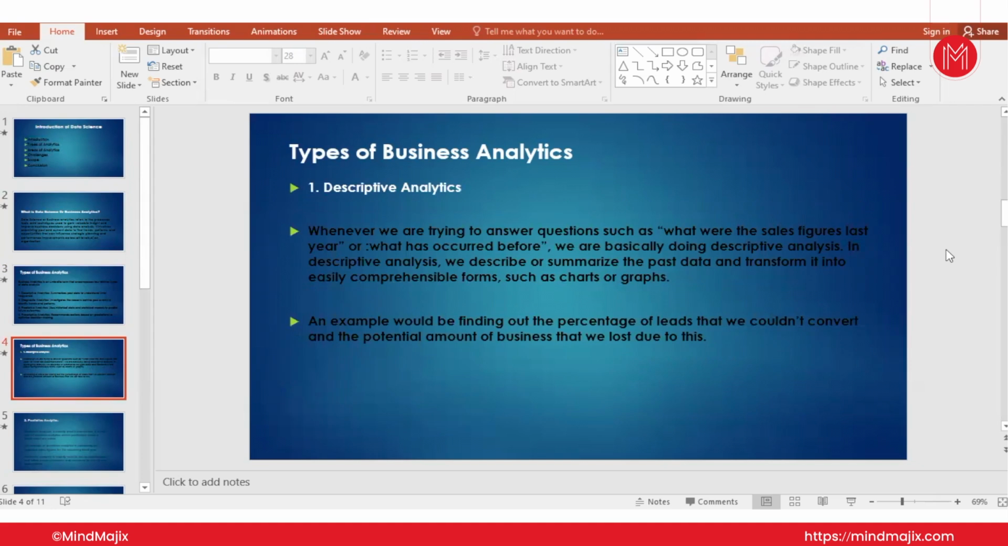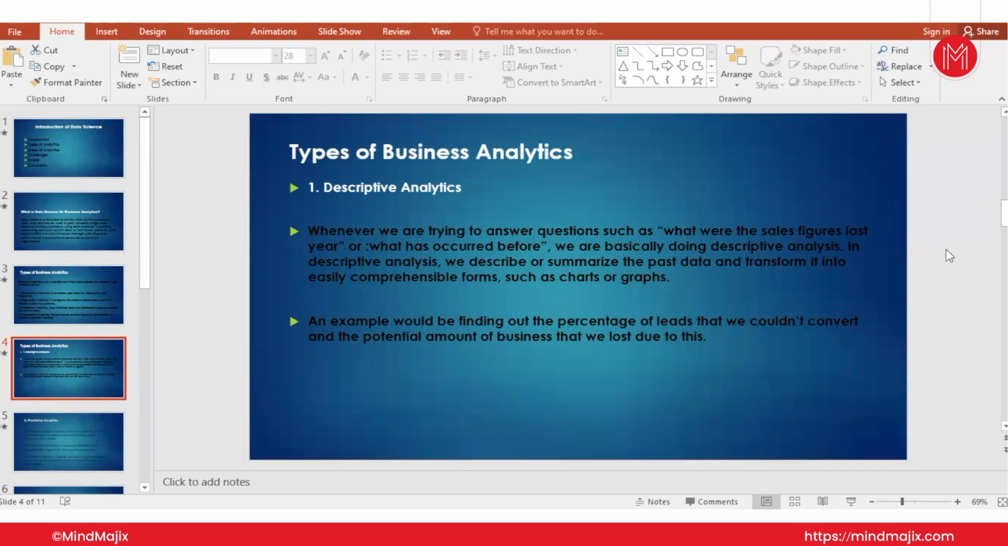First is descriptive analytics. Whenever we are trying to answer questions such as what were the sales figures last year or what has occurred before, we are basically doing descriptive analytics. In descriptive analytics, we describe or summarize past data and transform it into easily comprehensible forms such as charts or graphs. So we try to figure out what the sales figures were last year. In that, we only address past patterns and past trends in the data so that we can understand the past history of the data.